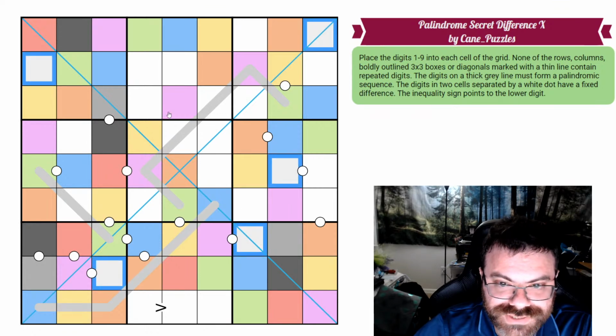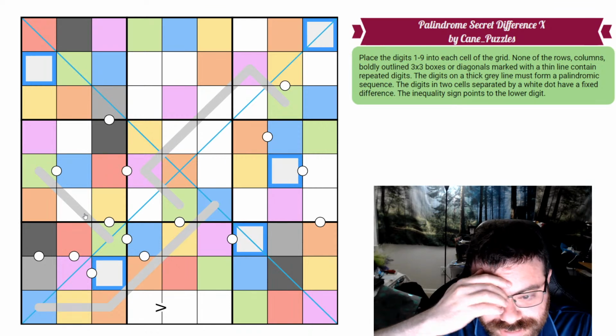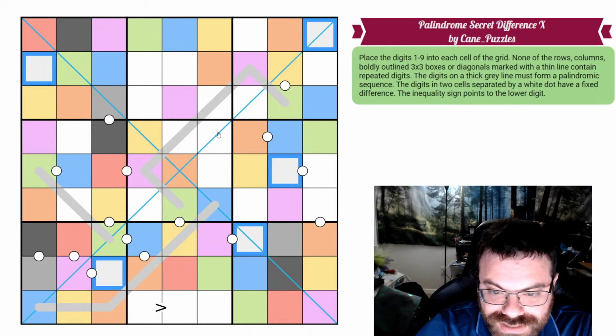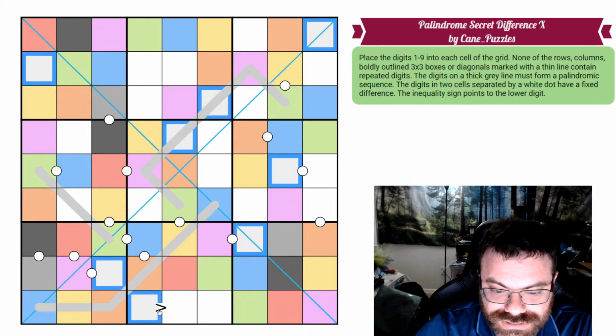Okay, let's look at light grays. I don't see it. Okay, well, light gray can't be on these diagonals and it can't be here. So light gray is actually on the palindrome. That puts light gray here. And it puts it here. Okay.